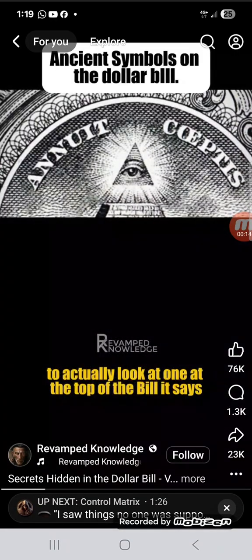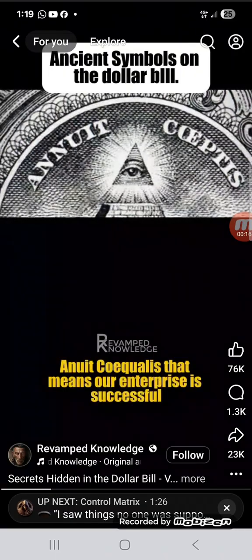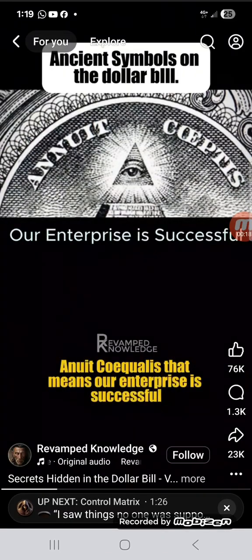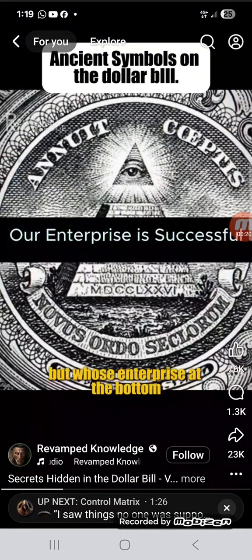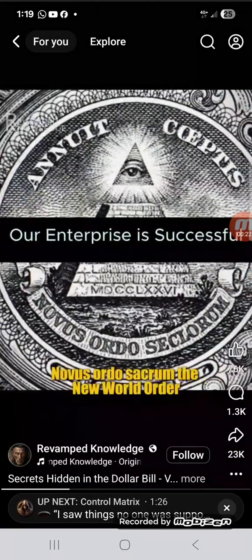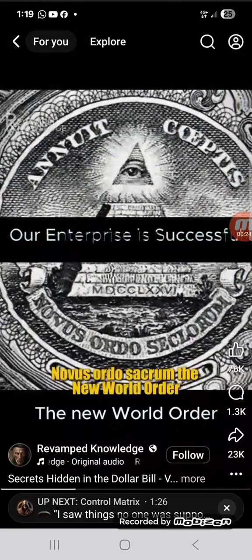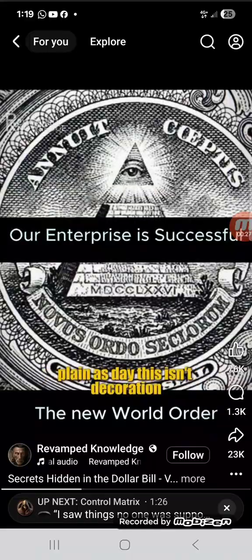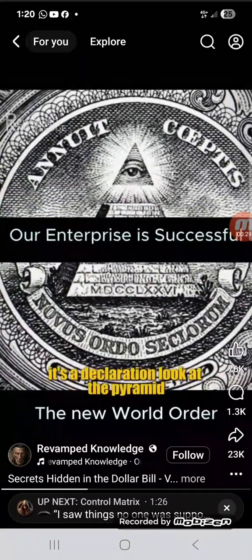At the top of the bill, it says Annuit Coeptis. That means our enterprise is successful. But whose enterprise? At the bottom, Novus Ordo Seclorum, the New World Order. They put it right in front of you, plain as day. This isn't decoration, it's a declaration.